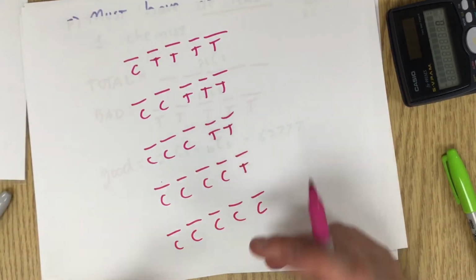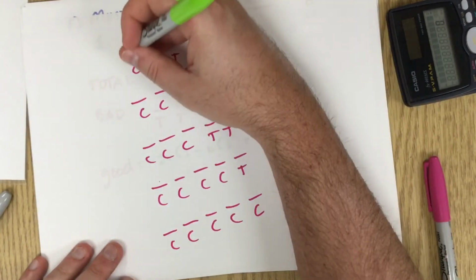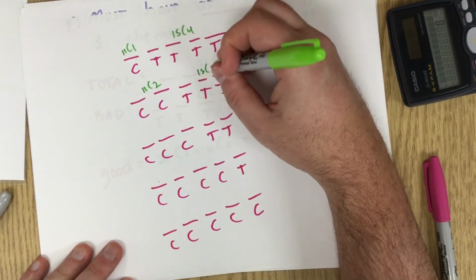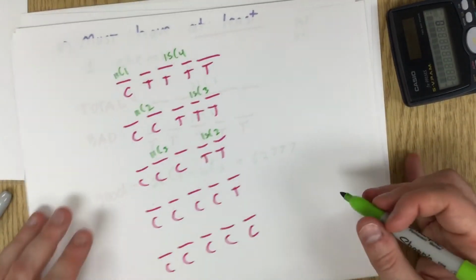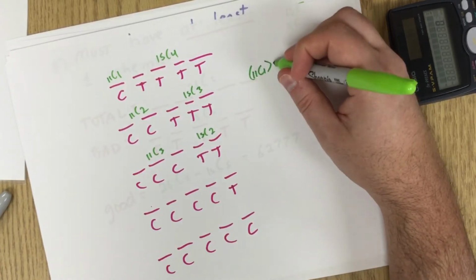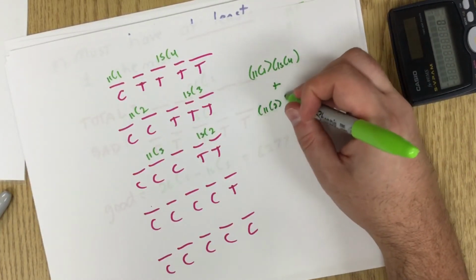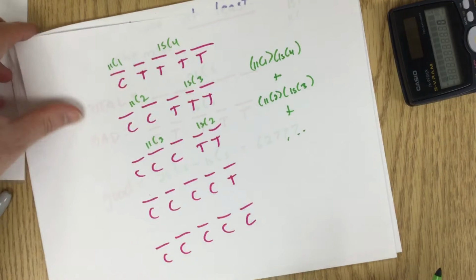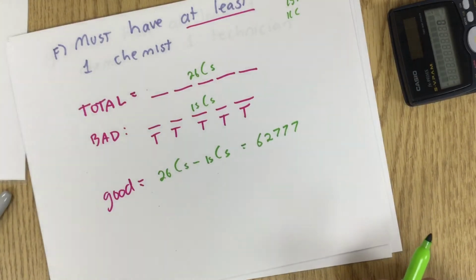And all of these compositions of committees have at least one chemist, right? So this would be 11 choose 1 times 15 choose 4, 11 choose 2 times 15 choose 3, 11 choose 3 times 15 choose 2, and then you would essentially add them up. So the answer would be 11 choose 1 times 15 choose 4 plus 11 choose 2 times 15 choose 3 plus etc., etc. And if you did it right, it would give you the same answer of 62,277.